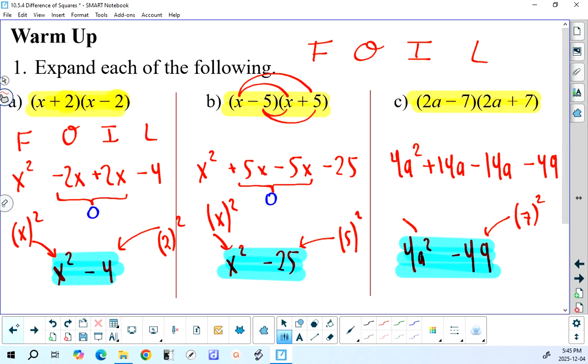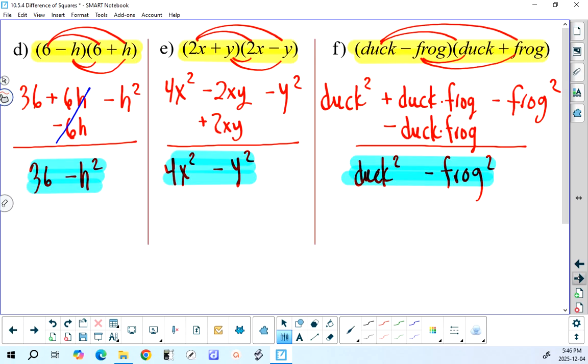What about the 4a squared? 4a squared is 2a squared. If I square 2a, I square the 2, and I square the a. When I take a look at this one, this is 6 squared. This is h squared. This is 2x squared. This is y squared. Obviously, duck squared and frog squared are both squares.